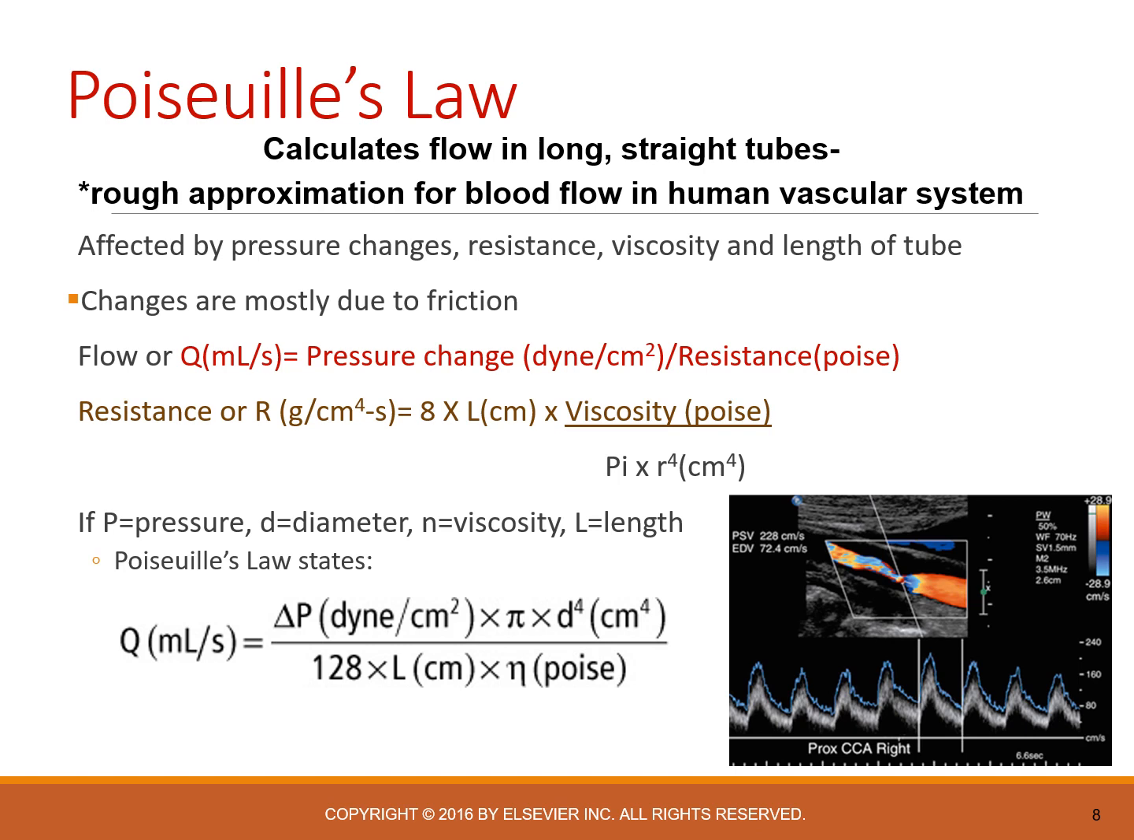So when we talk about Poiseuille's law, it's the way to calculate flow in long straight tubes like a PVC pipe. Because again, we are not made of long straight tubes. This is more of an approximation in our vascular system than an actual precise description. So Poiseuille's law describes how pressure changes, resistance, viscosity, and length of the tube can affect the flow. Most of these changes, like I mentioned, are due to friction.